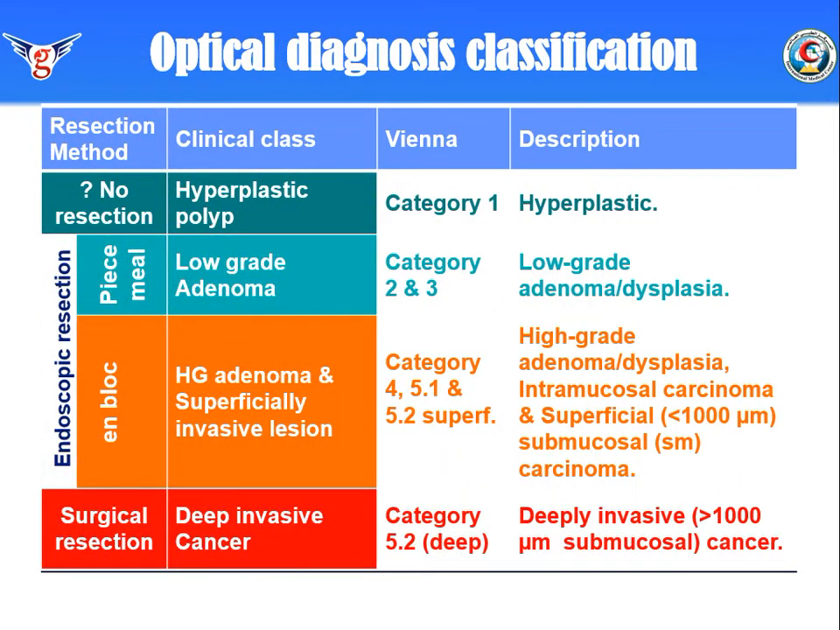The aim of optical diagnosis is to take a real-time treatment decision, and therefore our optical diagnosis classification should be based upon the available options, which are follow-up, piecemeal endoscopic resection, en bloc endoscopic resection and surgical resection. Therefore, our optical diagnosis classification includes 4 classes, each one corresponds to one treatment option. Class 1, that could be followed up without resection and includes the hyperplastic polyp. Class 2, that could be resected in piecemeal and includes the low-grade adenoma.